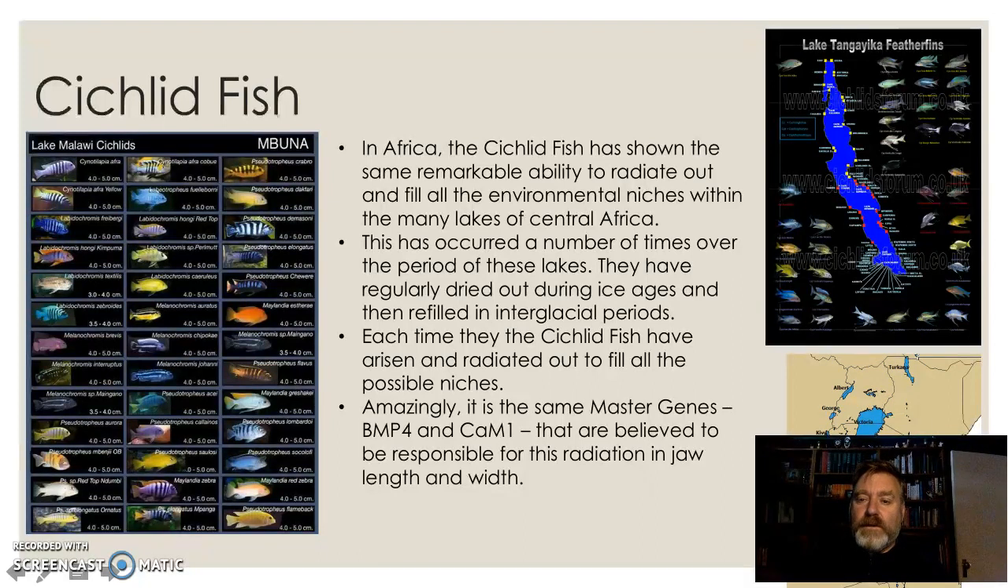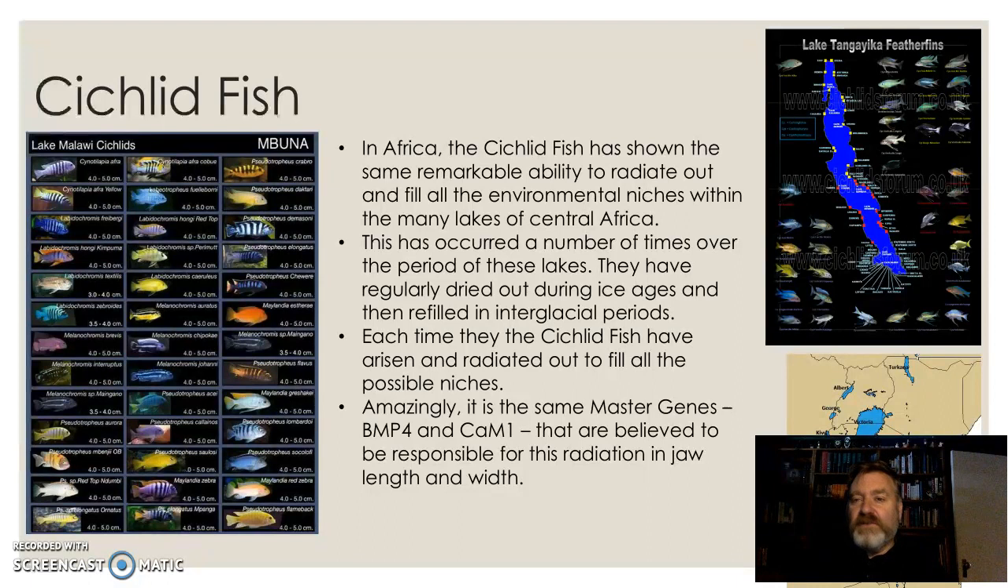Over time, during ice ages and interglacial periods, they've gone completely dry and then filled again. And every time they fill again, the cichlid fish appear, probably from eggs or a few hanging on in small pockets of water somewhere, and radiate out and fill all the possible niches. And amazingly, it's still the BMP4 and CaM1 genes acting as master genes, impacting a whole range of other genes that create the differences in fish jaws that allow them to use different niches. And look at the huge variety.